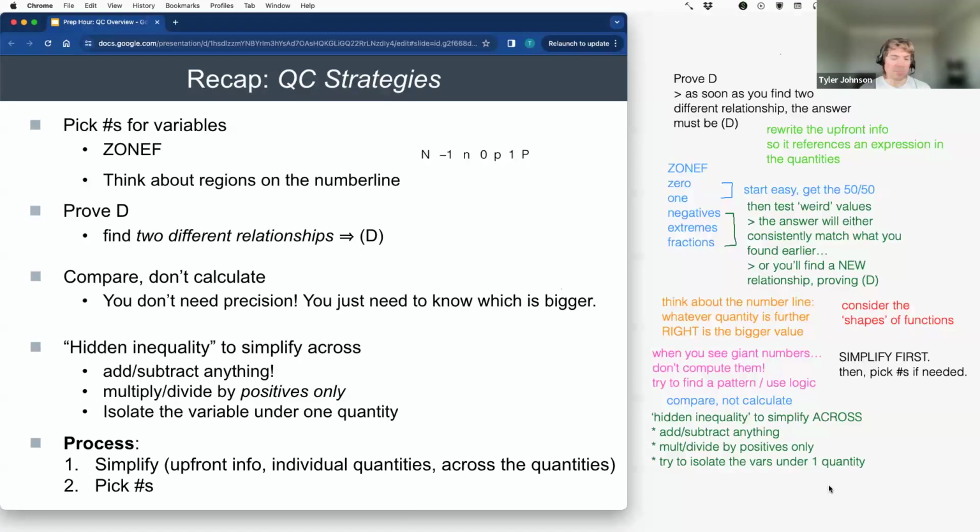And then overall, the zoomed out big idea process here is for any quantitative comparison, start by simplifying first. That can be a matter of simplifying the upfront information, like rewriting one of those inequalities to actually reference something in the quantities. It can be simplifying an individual quantity, or it can be applying the hidden inequality to do both at the same time, where you're moving pieces across the two quantities. After you've simplified as far as you can go, that's when you can pick numbers, but don't start there. You have to simplify first and then pick numbers later.